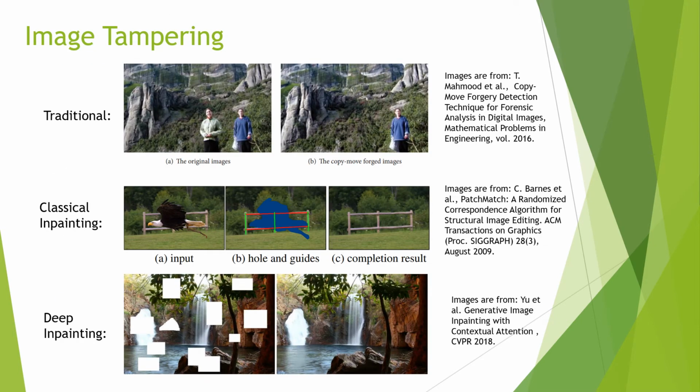In this slide, we can see three types of forgeries. On the top, copy-move forgery, which is when one part of an image is moved to hide another part. In the middle, classical inpainting, which is when an algorithm is used to change on a pixel level an image to match the surrounding area of the image. And on the bottom, quite similarly, deep inpainting, which is when a deep neural network does this.